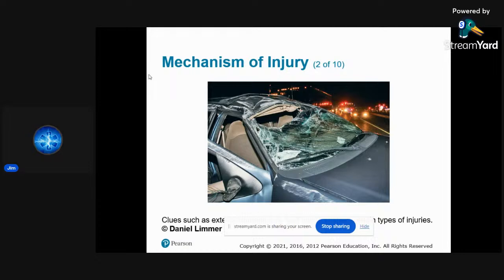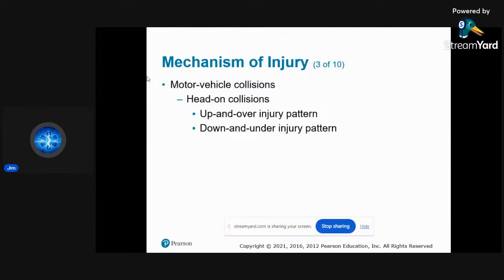Now, here's a nice picture of a crash. You see the windshield all scattered. This looks like a rollover, right? Because the hood's all smashed in. This is probably a pretty good wreck. Okay, with motor vehicle collisions, a head-on collision, that's when the cars hit front to front, right?